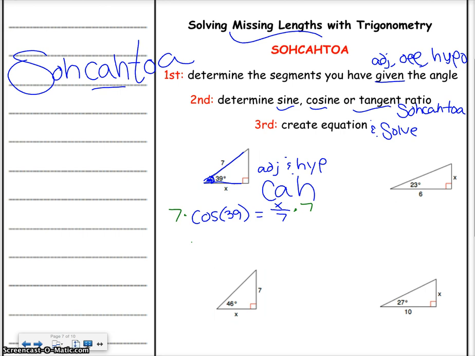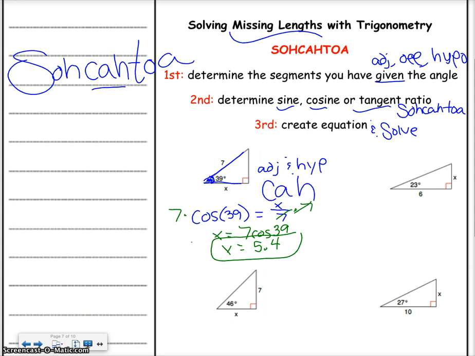So in my calculator, I'm going 7 cosine 39 is 5.4, rounded to the nearest tenth. So x equals 5.4. Actually, I think I skipped one more step. x equals 7 cosine 39. That canceled out that 7. x equals 5.4. Okay? That's what to do.